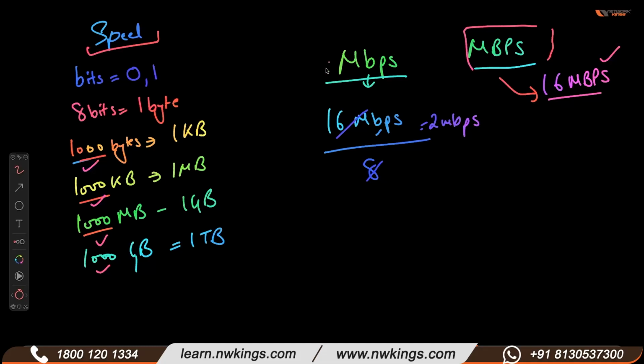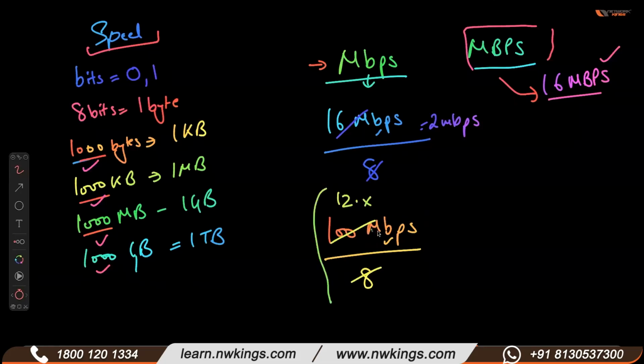Whenever we get to know that your internet connection is 100 Mbps, tell me what will be your download speed? Because this is bits per second, not bytes per second, when we divide by 8, what will be the number? 12 point something MB per second you can download. So if you download any file, in 1 second you will download around 12.x MB.